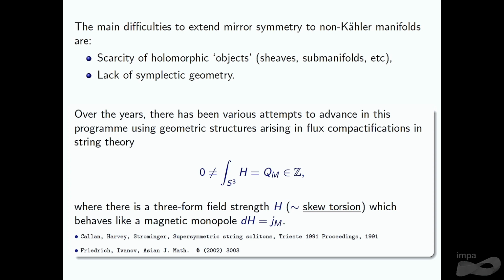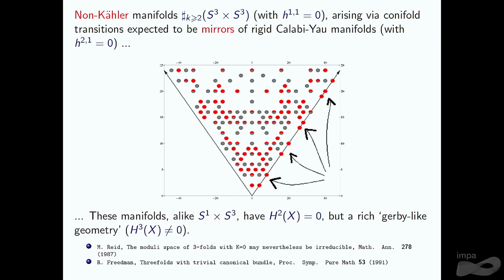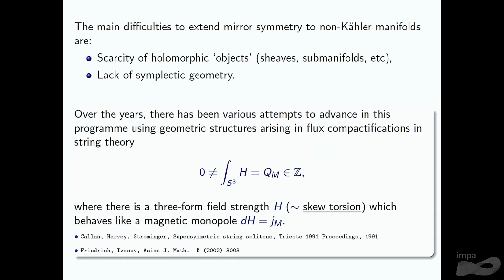Over the years, there have been various attempts to make sense of this mirror symmetry for non-Kähler manifolds. At least from the math point of view, what we do is to get inspired by the geometry of flux compactifications in string theory. When you have a flux compactification in string theory, what happens is that your internal manifold, which is your Calabi-Yau, possibly non-Kähler, is going to have a three-form, the three-form field strength.